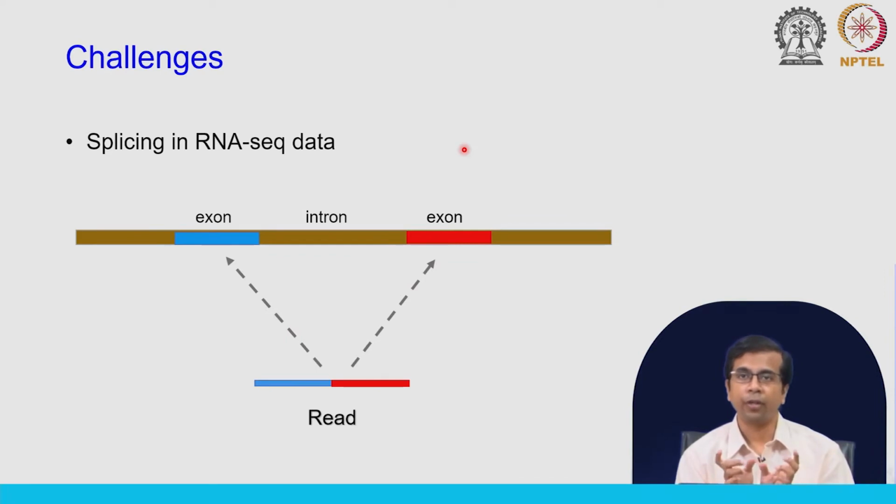So, we should be aware that there could be such mappings where you will have two different locations for one read. Again, there are different ways to address these challenges. We will talk about this, especially splicing in RNA-seq data, when we go into transcriptomic data analysis.